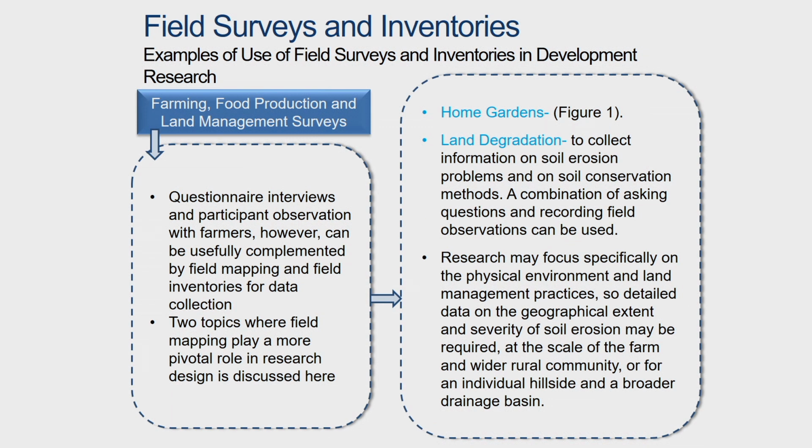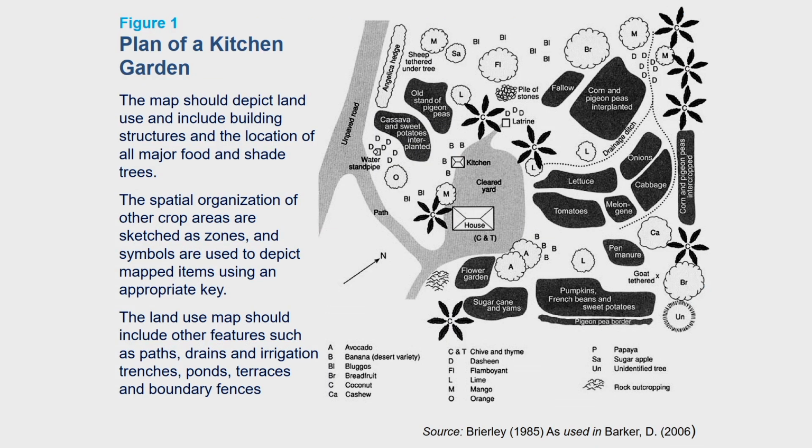Another example of the use of field surveys and inventories is farming, food production and land management surveys. Now, questionnaire interviews and participant observation with farmers can be usefully complemented by field mapping and field inventories. Two topics where field mapping plays a more pivotal role in research design are discussed here. One is home gardens, the other land degradation. Home gardens: if you look at the figure here, this is a plan of a kitchen garden. This can help us explore this matter further.